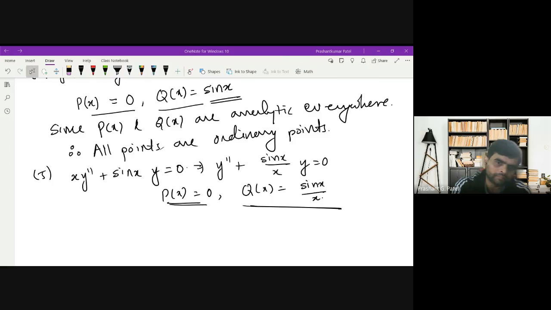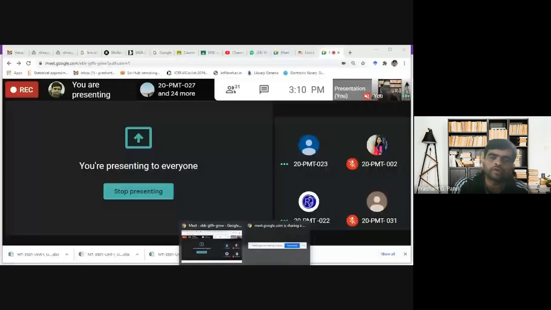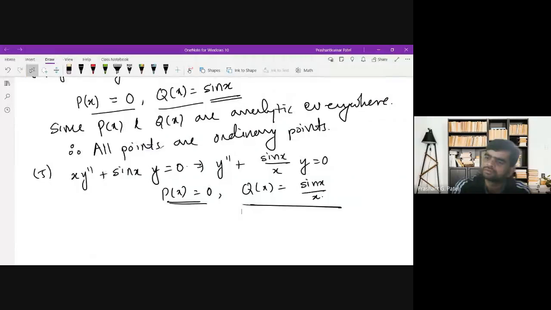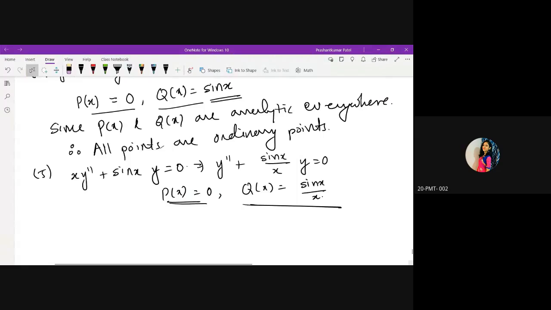Okay. So why have you said it is a singular point? Sir, because when we put x equal to 0, our q of x becomes undefined. Sir, because there is no limit here. If we put the limit x tends to 0, then it would be 1.